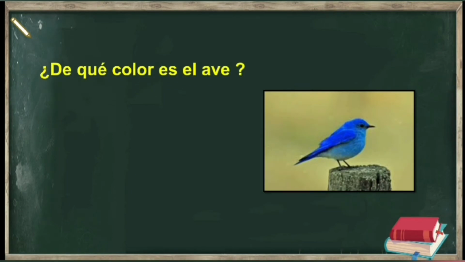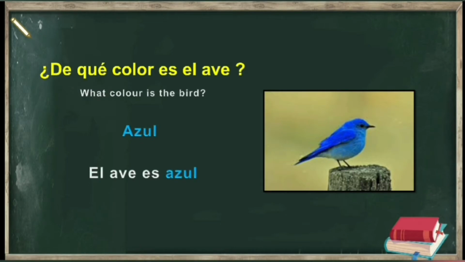¿De qué color es el ave? Which means what color is the bird? Can you see the picture and guess? So the answer is azul, which means blue. So el ave es azul, which means the bird is blue.